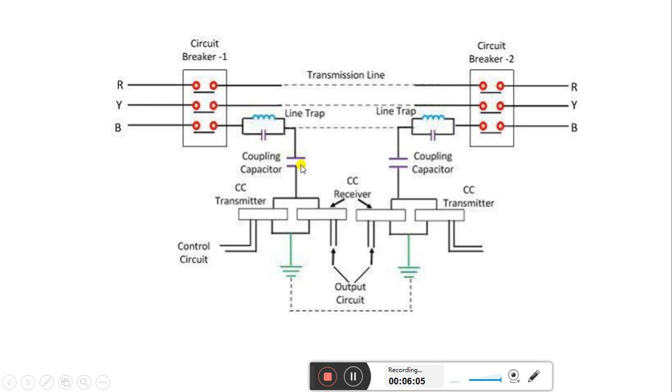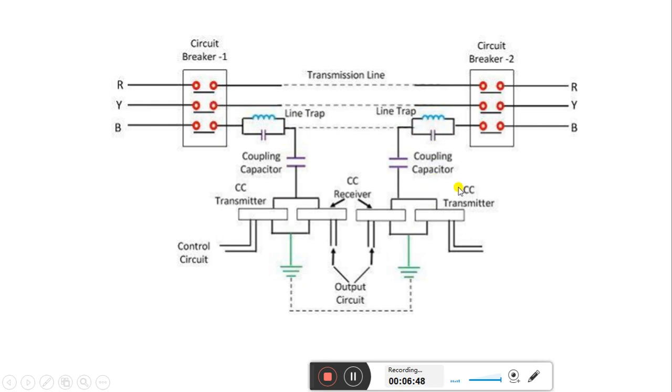And what is the coupling capacitor? The purpose of the coupling capacitor is to connect a high frequency signal into the line. So this coupling capacitor provides a low impedance to the high frequency carrier signal. That's why, if it provides a low impedance, then the signal which has been transmitted from here will be connected to the lines easily, and it can flow from one end to the other end.